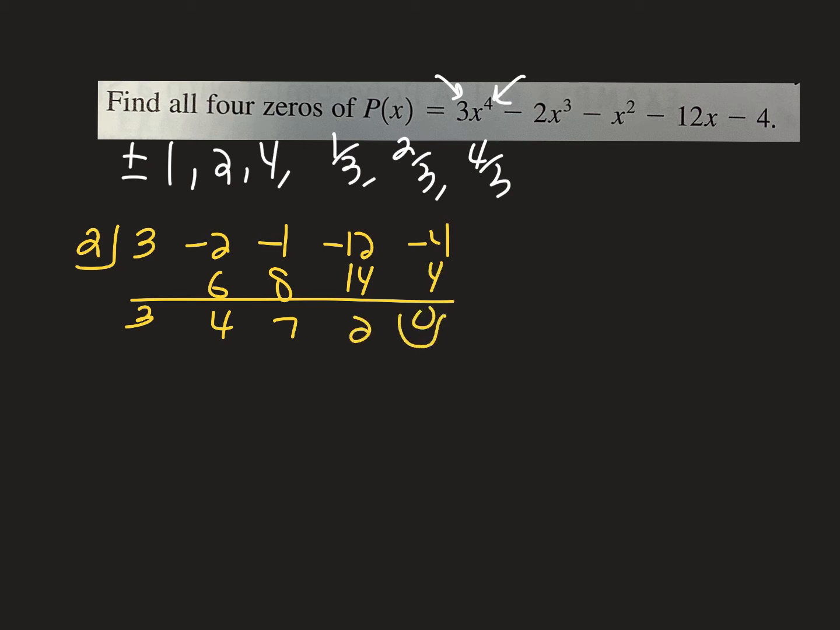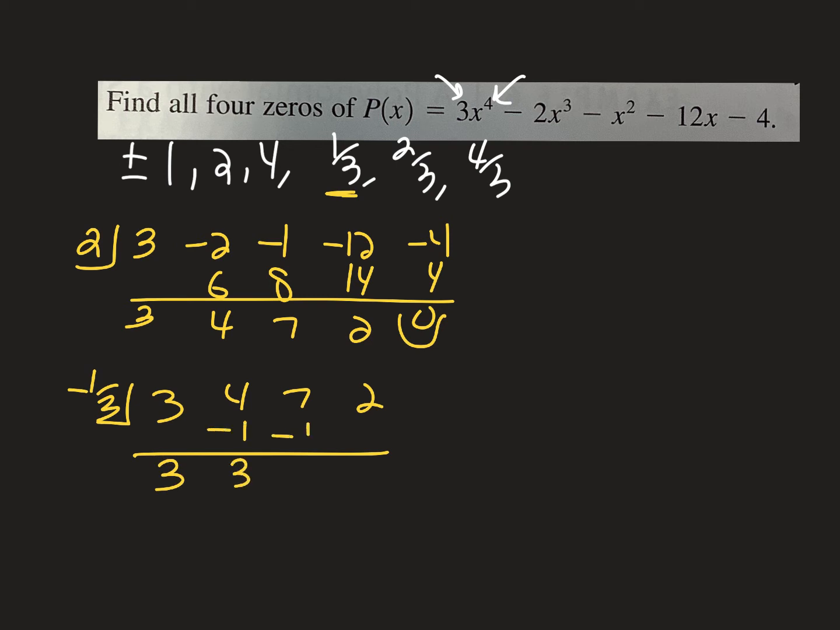So we got to find one more because I need to break it down to a quadratic so I can actually solve the rest of it. So I'm going to try one of these fractions this time. Let's try negative 1/3. And remember, I'm using these new numbers, the 3, the 4, the 7, and the 2, not the original ones, because I'm trying to compress this equation down to a quadratic. Bring the 3 down, multiply by what's in the box, add, multiply, add, multiply. And now I have this.